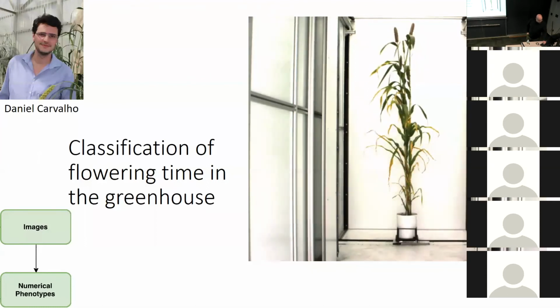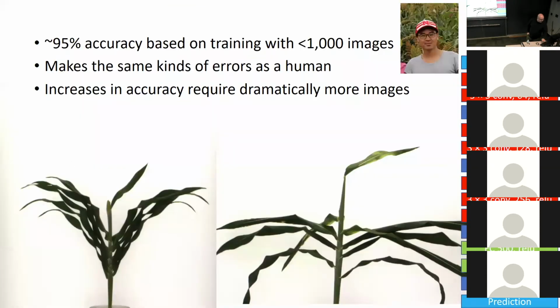So again, this is a thing that is easy for a human to do, but Chen-Yong was able to train a neural net using less than 1,000 images to get relatively good accuracy at identifying the transition point from vegetative development to reproductive development. And what's cool about this, again, is that even the errors are the kinds of errors a human might make. The transition point we're targeting is when the panicle first becomes visible. So the computer, there's a little bit of panicle shooting out here.